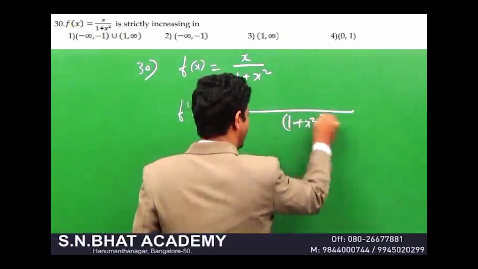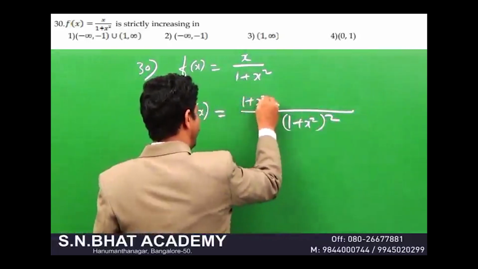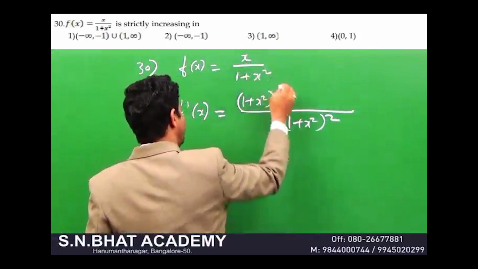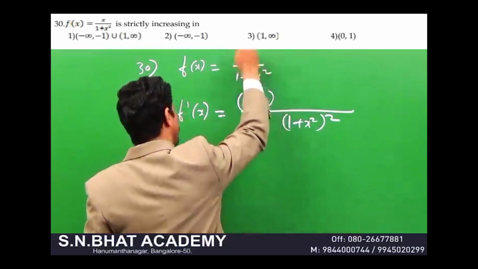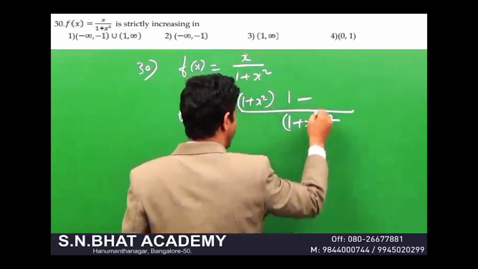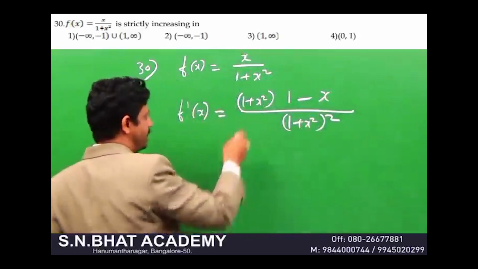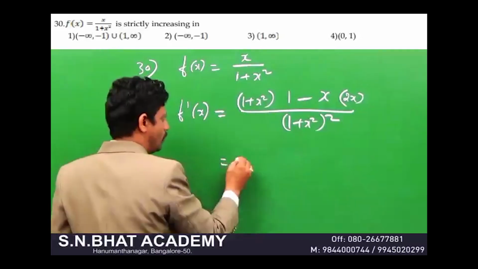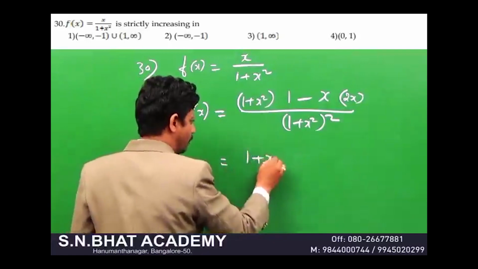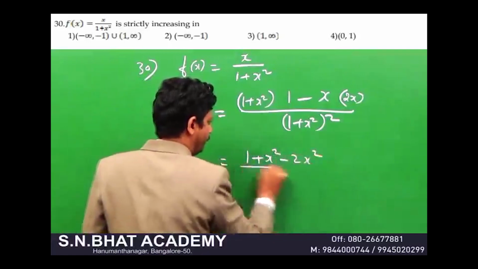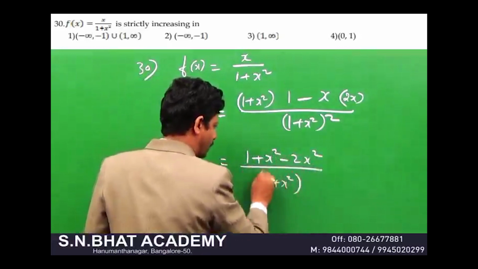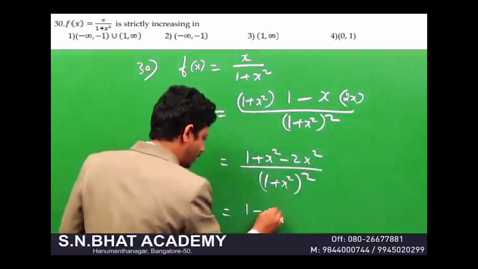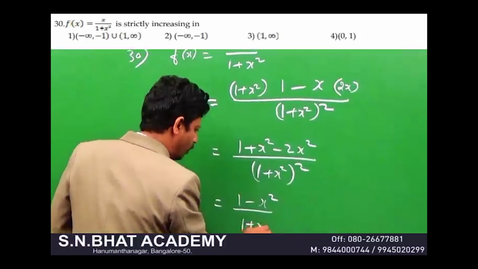So first we have to square the denominator. Now write the denominator as it is, and write the derivative of the numerator. The numerator is x, its derivative is 1, minus, write the numerator as it is, then write down the derivative of the denominator, which is 2x. So after simplifying, it becomes 1 minus x square by 1 plus x square whole square.